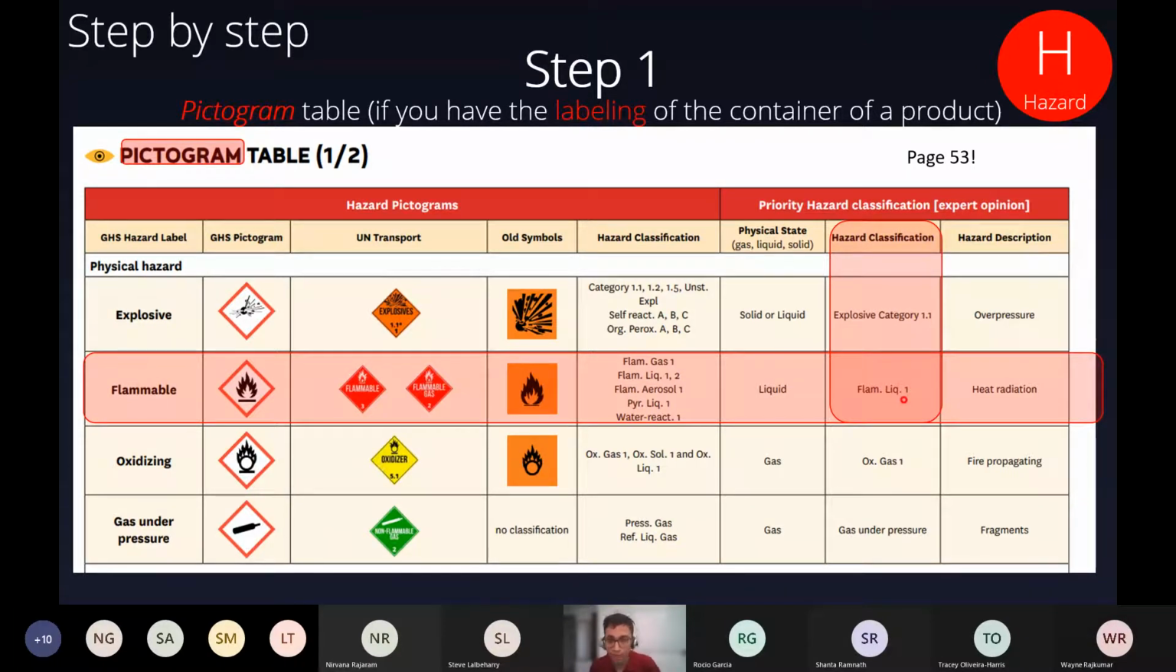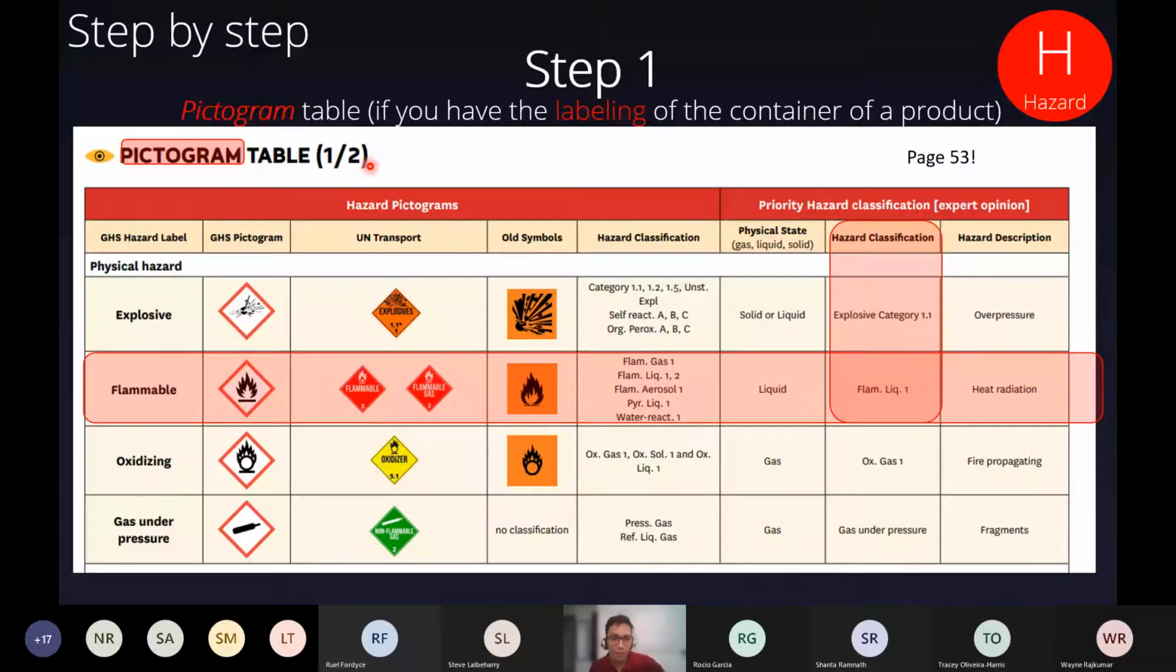Do you have any doubts so far? Any questions? Yeah, Diego, one quick question. The pictogram, is it on page 41 or? Sorry. Yes, it's on page 53. I forgot. Yes, on page 53, you will find the pictogram table. There are two parts. Okay. Right, great, wonderful. Thank you. Yeah, thank you for this.